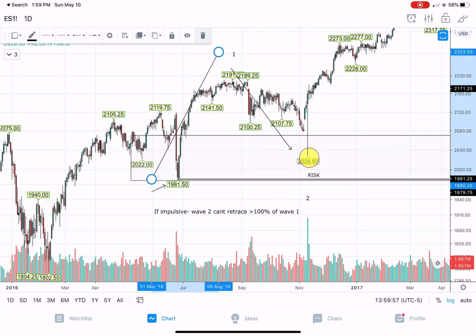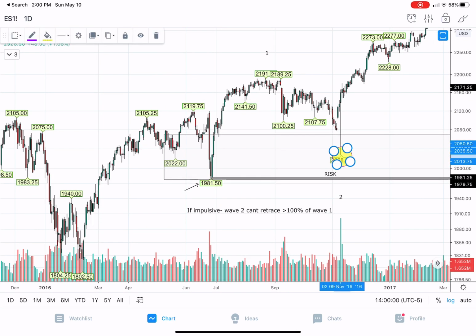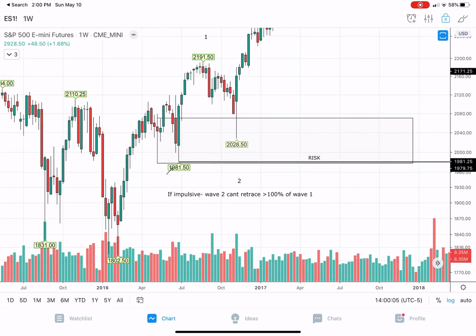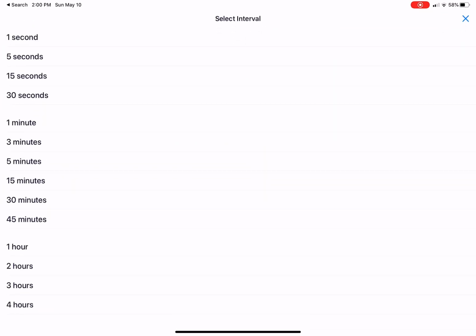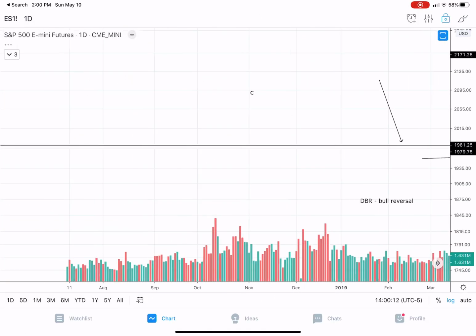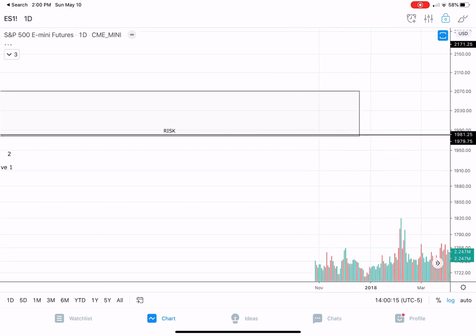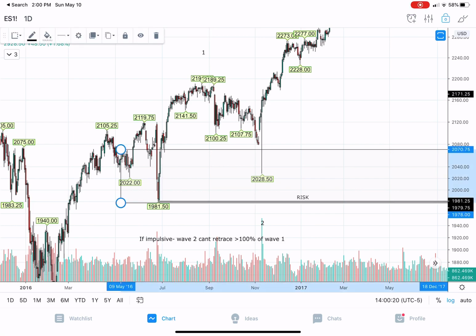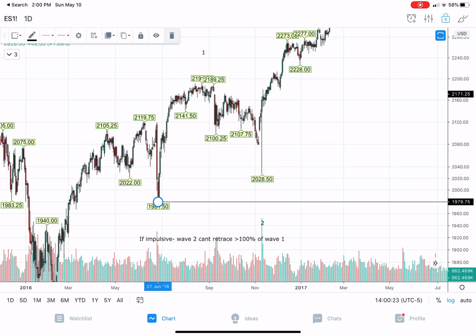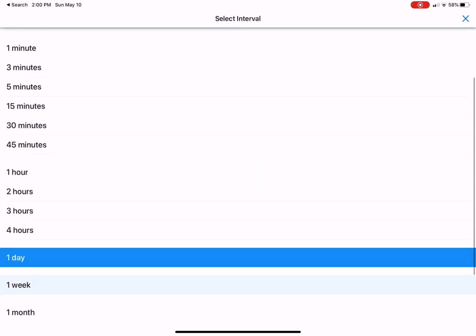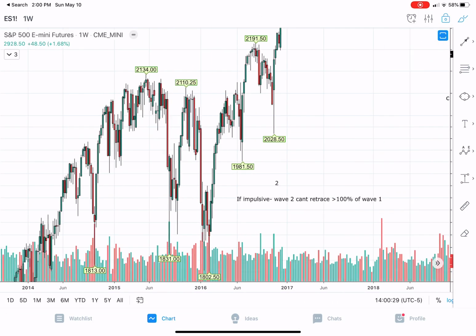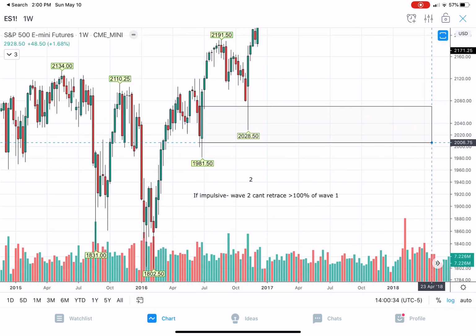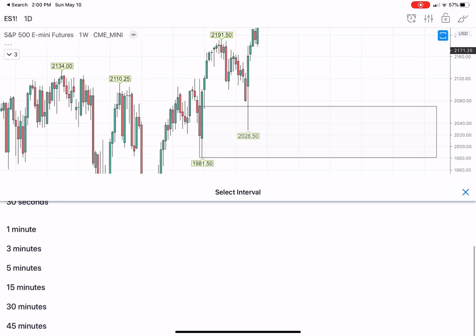So what made this drop-base-rally demand zone quality over here? What made this quality? Because if you go into a daily chart, you can see that it took out a prior pivot high. So let me delete some lines here. Let me go back on weekly. Where are we? Okay, right here. So there's our level on the weekly.